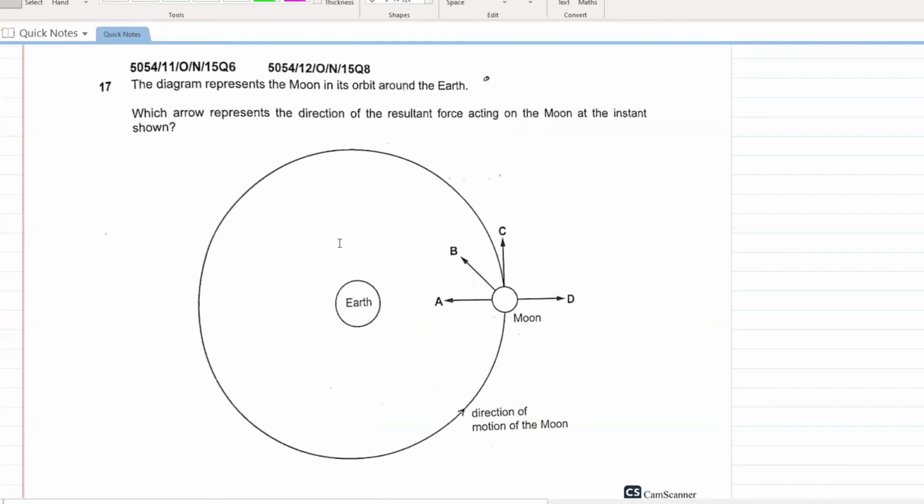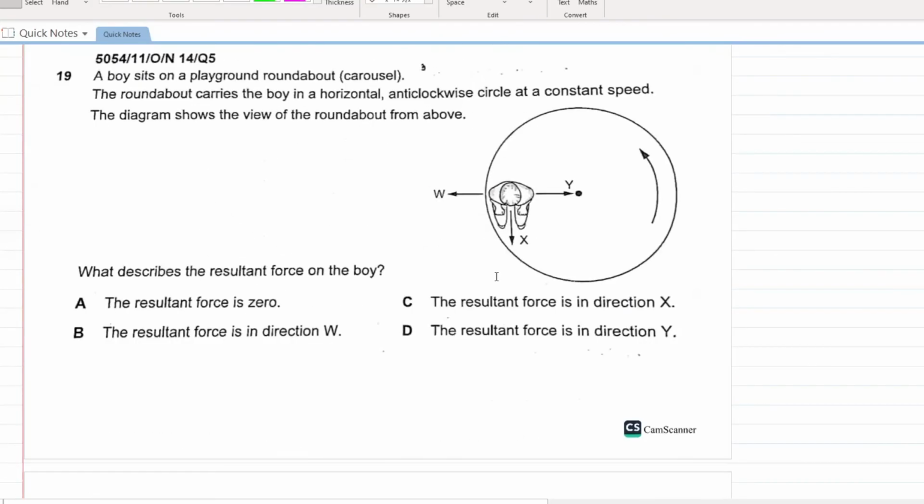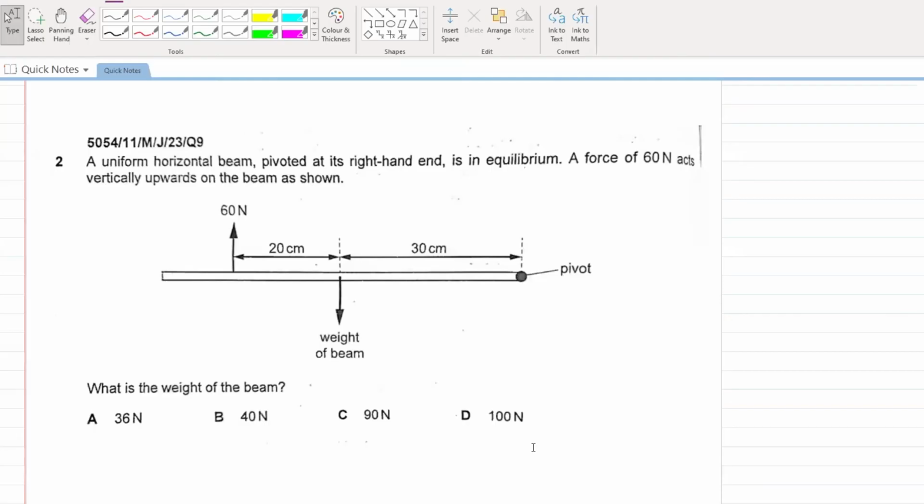Let's see this. The diagram represents the moon in its orbit around the earth. Which arrow represents the direction of resultant force acting on the moon at that instant? A is your answer. A boy sits on a playground roundabout carousel. What is the direction of the resultant force? Obviously, again, the resultant force will act towards the center. Y is the answer. The resultant force is in the direction of Y. Simple.